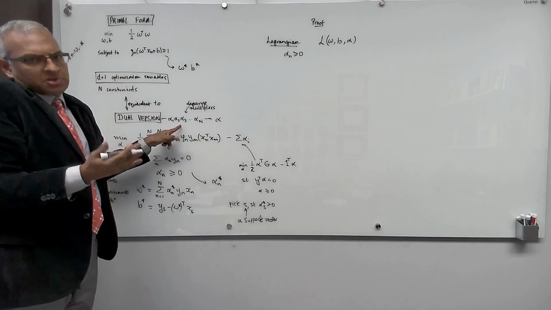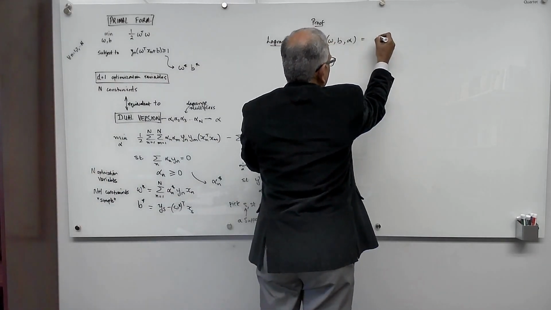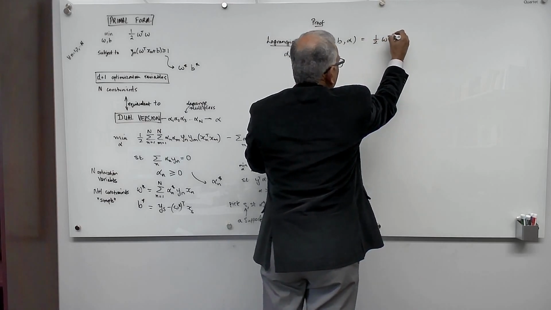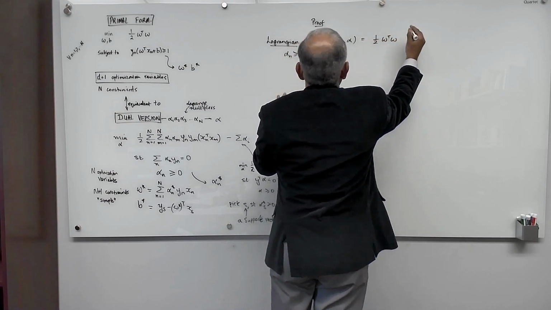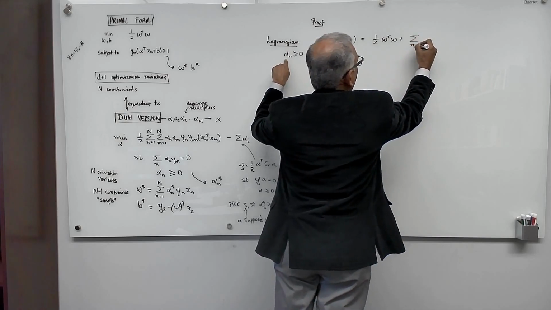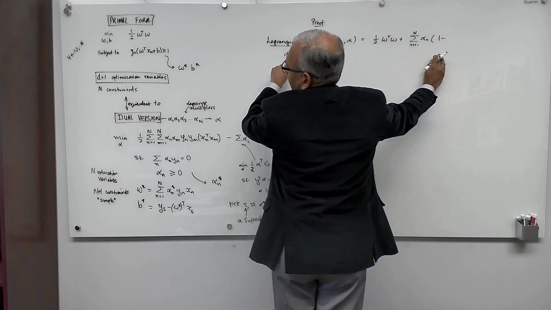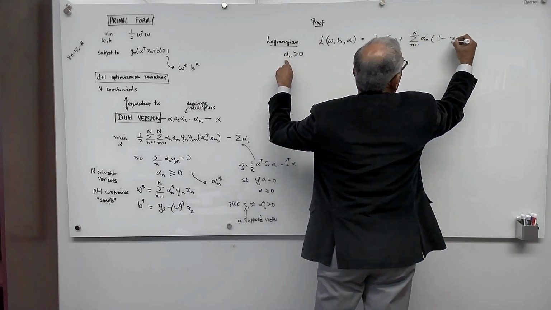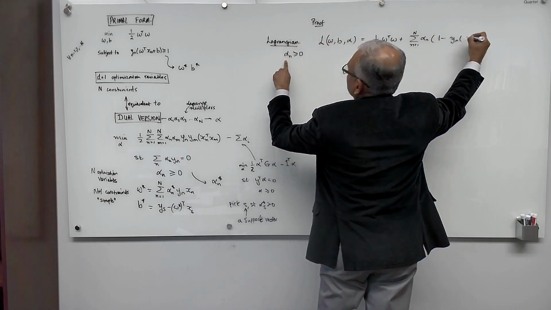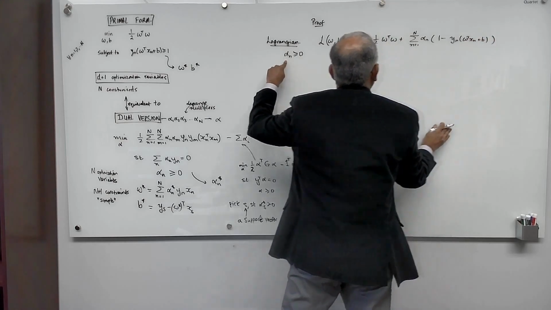Let me just introduce this function. You can argue with me, I'm defining a function. So this is 1/2 W transpose W, plus, for each Lagrange multiplier, sum over n equals 1 to big N, alpha n times (1 minus yn (W transpose xn plus b)). So that's the Lagrangian.